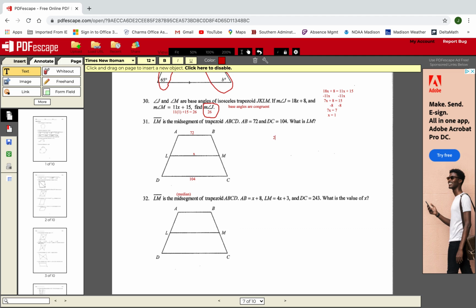So we know that 2 times LM equals 72 plus 104. 72 plus 104 is 176. So we just need to divide 176 by 2, which gives us what? 88. Yep, 88. So we know that LM on 31 equals 88.